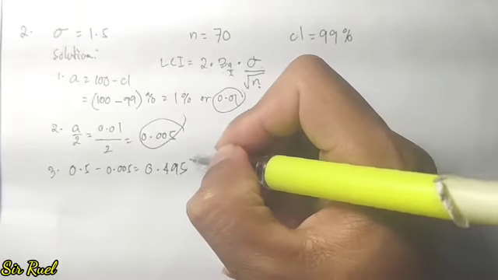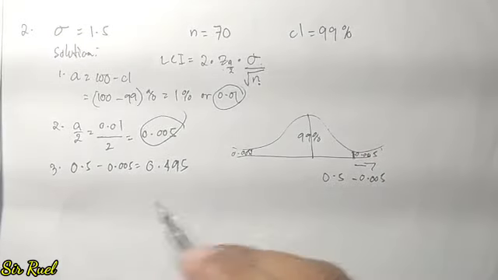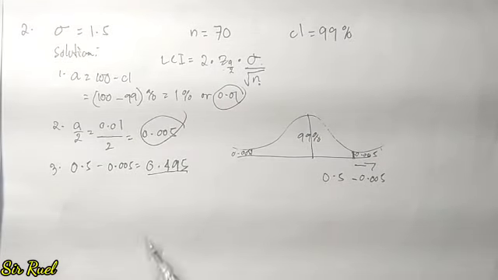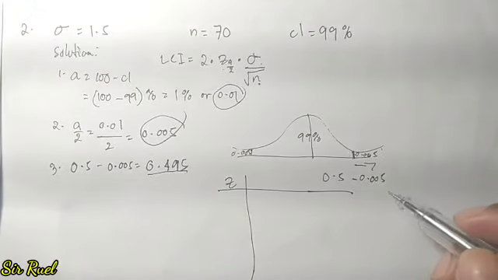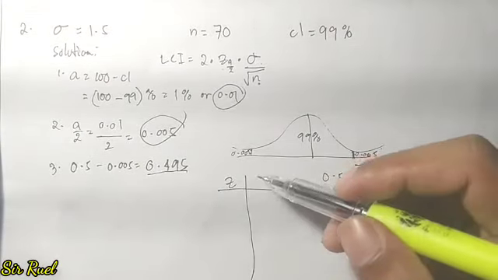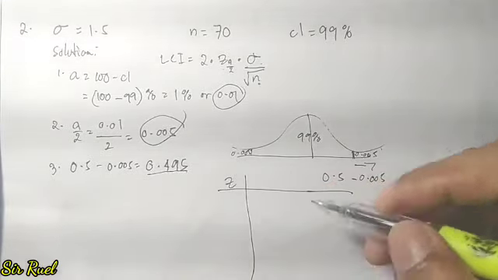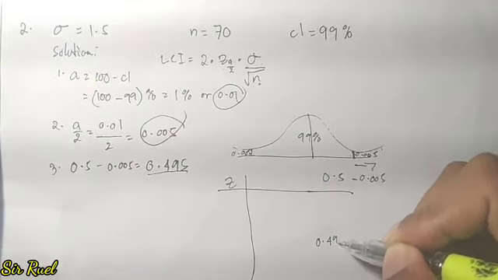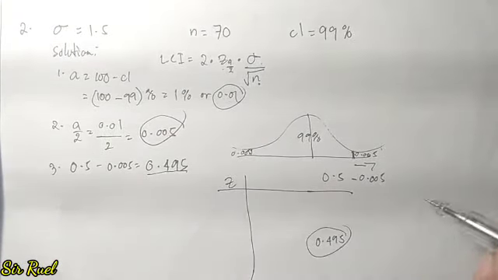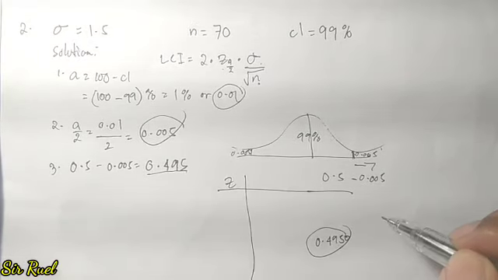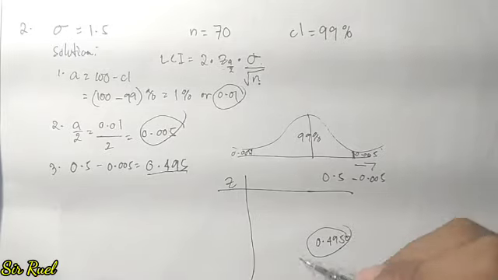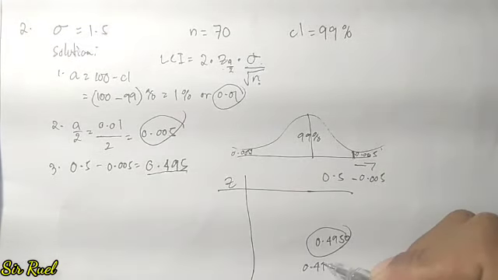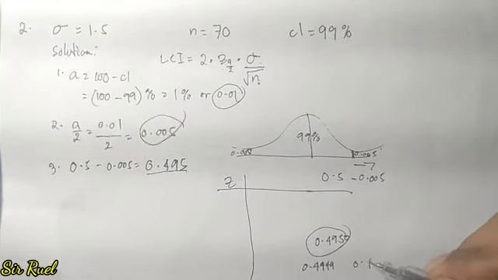495. Okay. So, eto na yung area natin sa Z table. Kung titingnan natin sa Z table, eto yung Z. Yung 0.495 ay hindi mo makikita. Okay, 0.4950 yan. Hindi mo makikita yung 0.4950. Yung meron lang is 0.4949 and 0.4951.